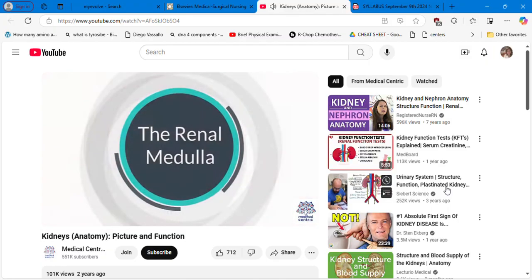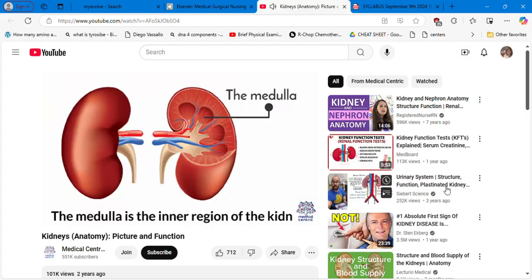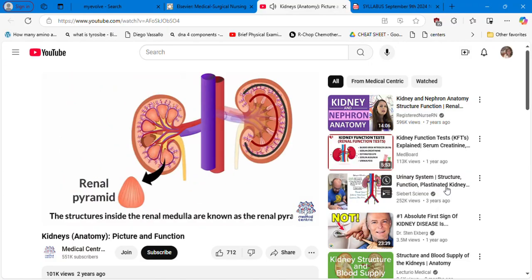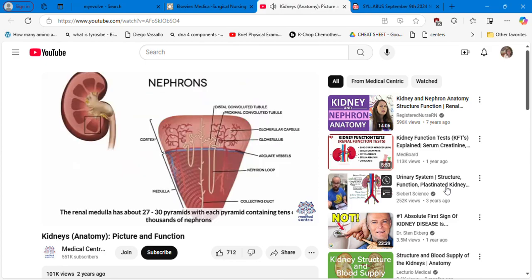A hormone necessary for the synthesis of new red blood cells is also produced in the renal cortex. The renal medulla. The renal medulla is the inner region of the kidney. The structures inside the renal medulla are known as the renal pyramid. The renal medulla has about 27 to 30 pyramids, with each pyramid containing tens of thousands of nephrons.